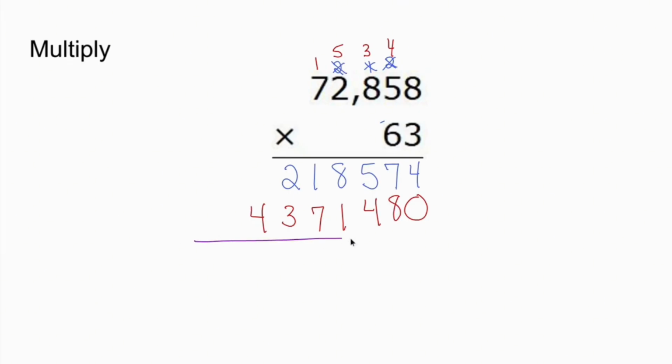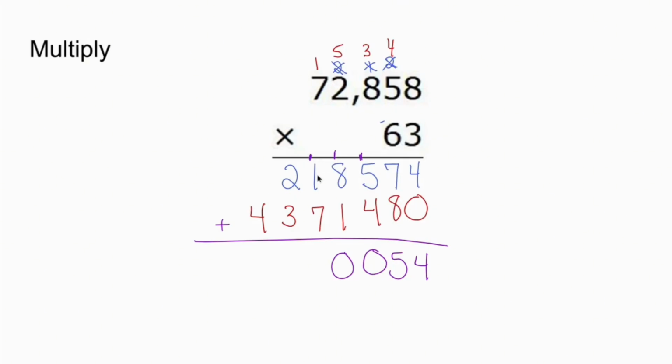Now we add these numbers together. 4 plus 0 is 4. 7 plus 8 is 15. Write out a 5. Carry over a 1. 1 plus 5 is 6. 6 plus 4 is 10. Write out a 0. Carry a 1. 1 plus 8 is 9. 9 plus 1 is 10. Write out a 0. Carry a 1.